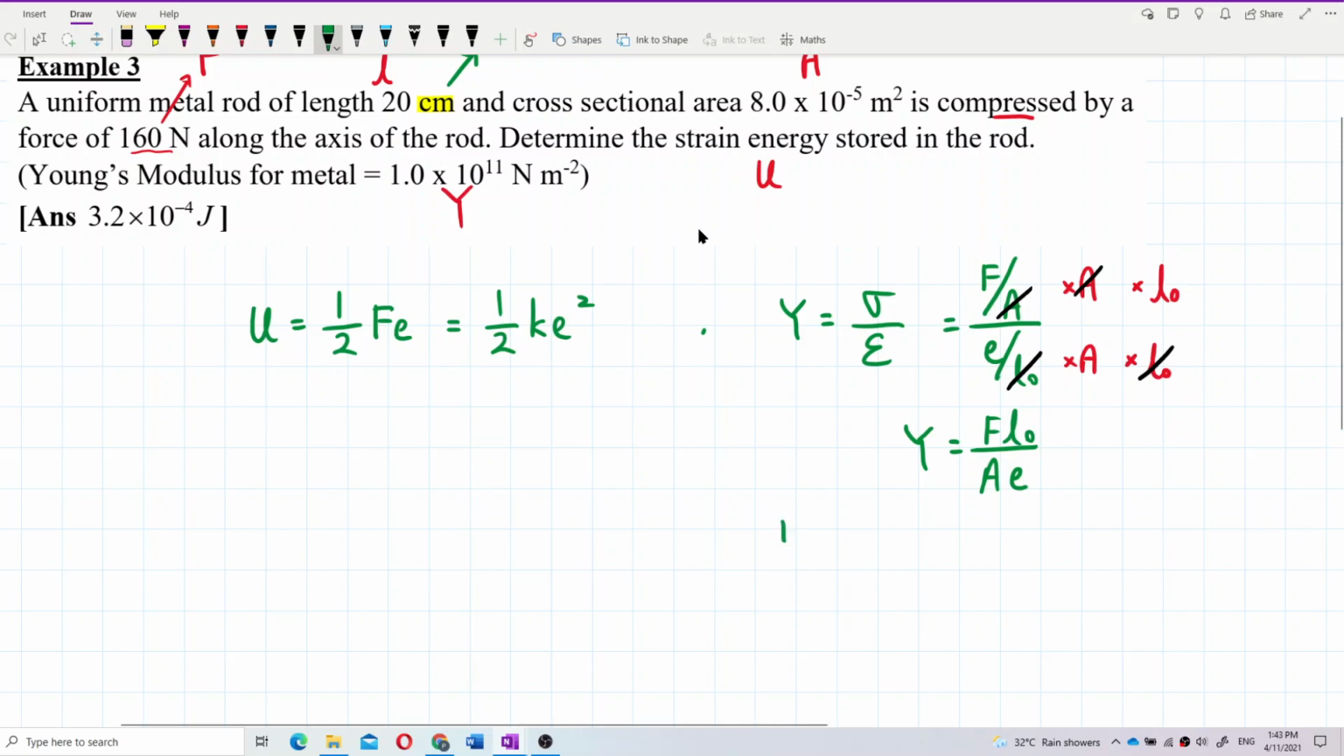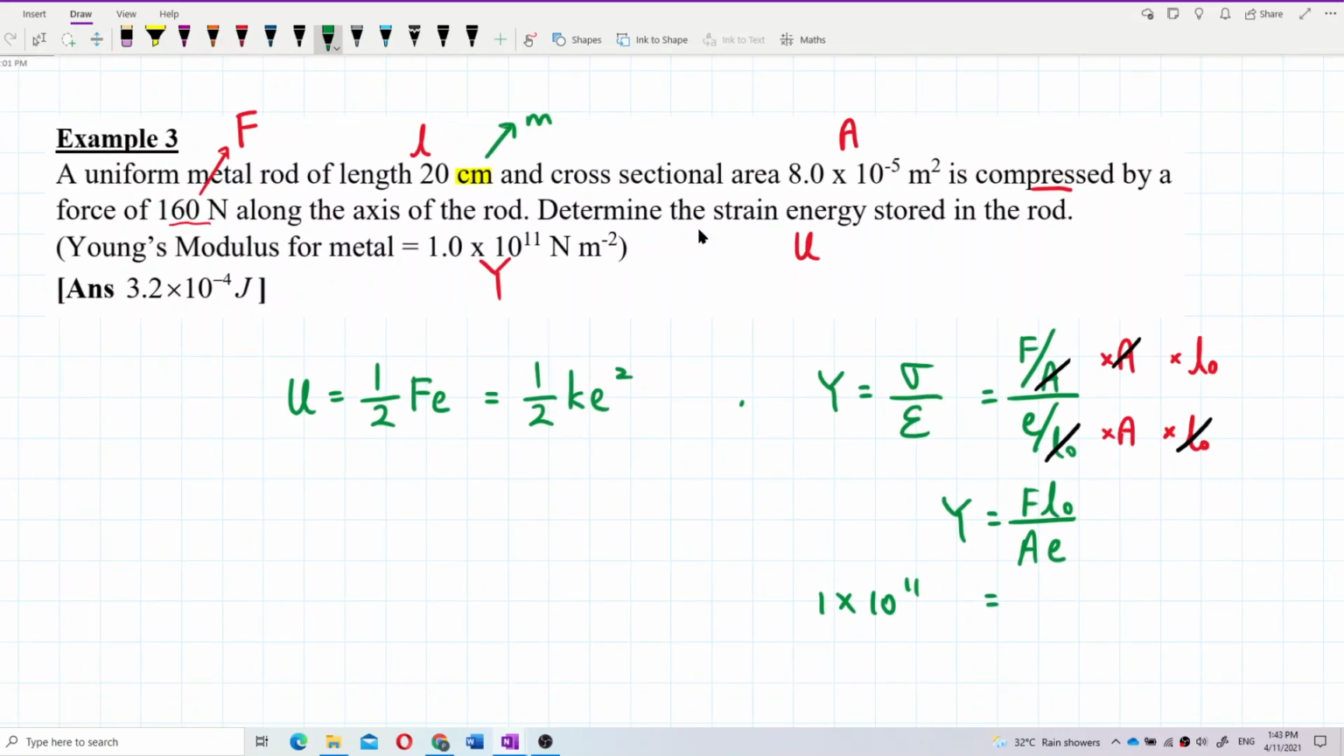So put in all the values needed. This is 1 exponent 11, that's our Young's modulus. And F is 160 newton, multiplied by the original length, which is 20 centimeter. Centimeter changed to meter, you need to divide by 100, so it becomes 0.2 meter. Change to SI unit. The cross-sectional area is given also in SI unit, meter square, so no need to change anything: 8 exponent negative 5.